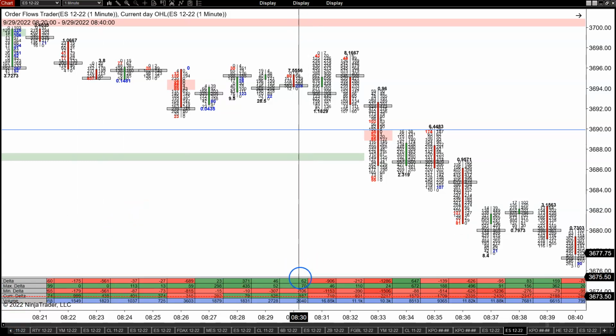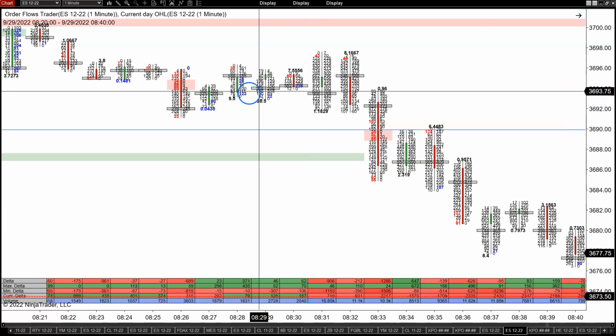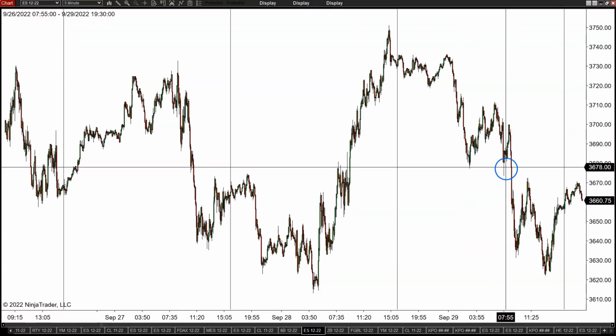And so cumulative delta was sort of neutral, even though at this point it was a little bit lower. 8:30 this morning, where are we here?